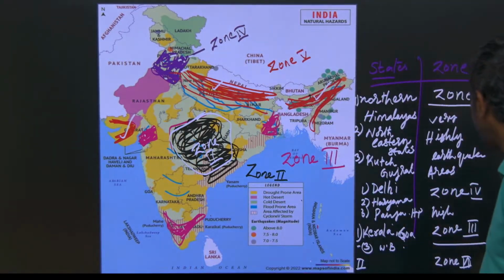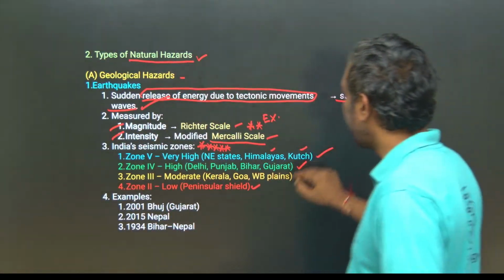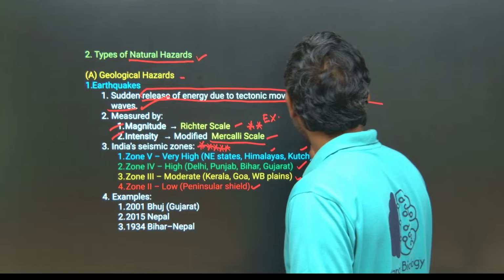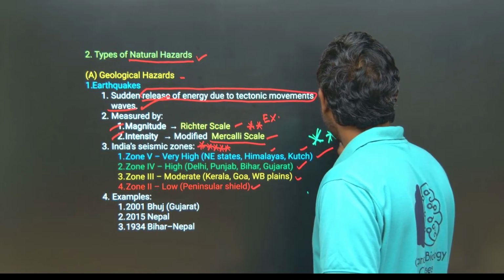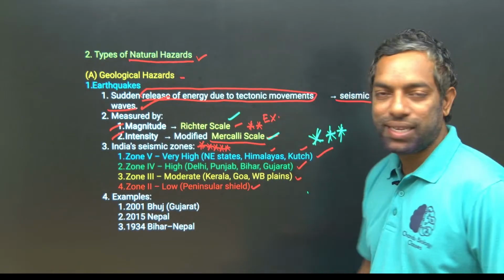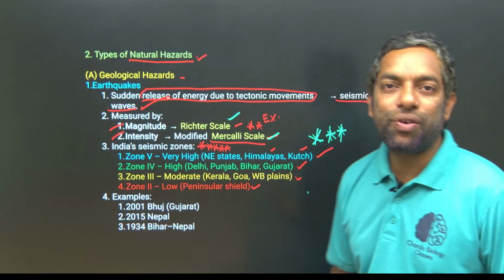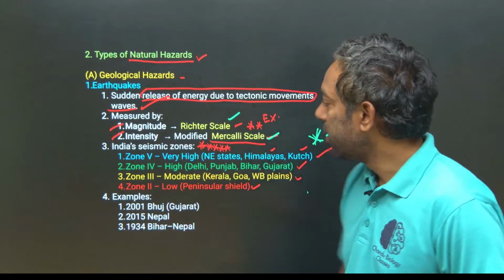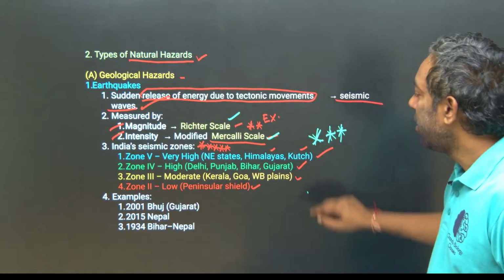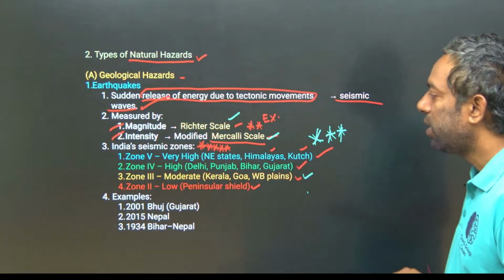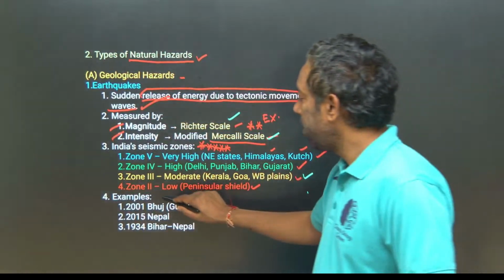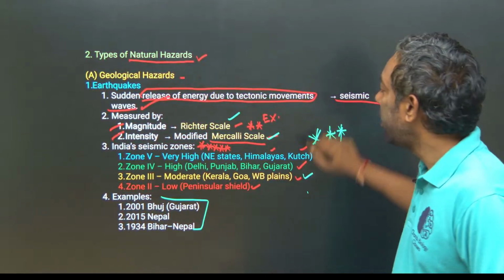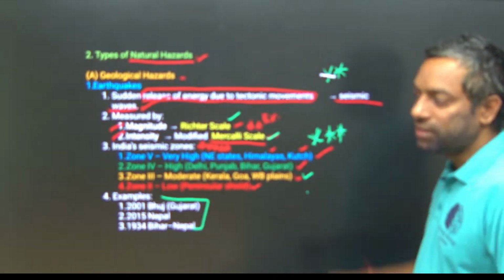They can ask you the question from this. Make sure there is a question from this. You have to remember what is Richter scale and what is Mercalli scale. Richter scale measures the magnitude of an earthquake, and Mercalli scale measures the intensity of an earthquake. These two scales are important, and the 4 zones are important. These are previous year questions. Most important, take a screenshot of this slide.